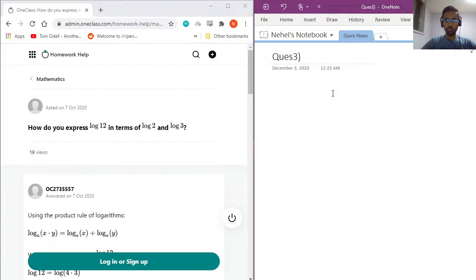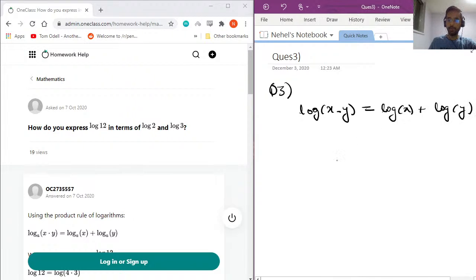How do you express log 12 in terms of log 2 and log 3? So this is a question based on logarithms. In order to do this question, we need to know a key property of logarithms, which is the product rule. The product rule states that if you have a log of two numbers, x and y, you can actually write this as the sum of their individual logarithms. So log of x times y becomes nothing but log of x plus log of y.